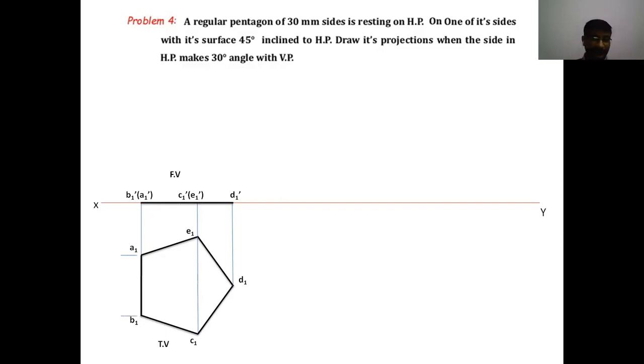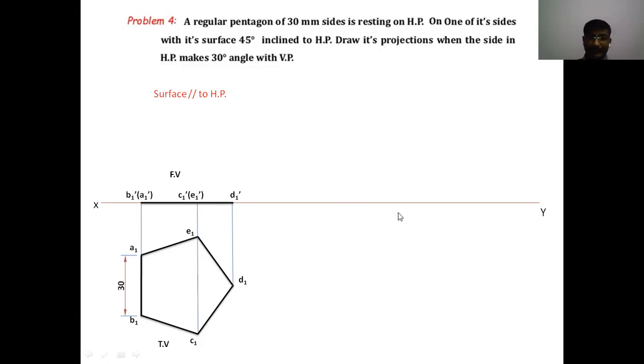Give the dimensions for the pentagon. This is the dimension, 30 mm side. Give one side dimension as 30. The red line is the dimension line, and these are the extension lines. And 30 is the value, the length of A1 B1. That is the pentagon length. This stage we get when the surface is parallel to HP. Clear, students? Whenever the surface is made parallel to HP, this stage will be drawn.